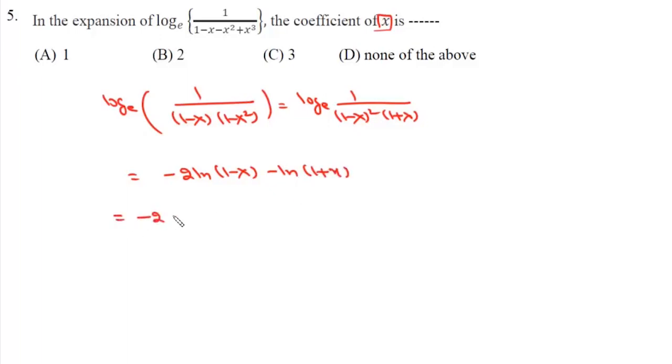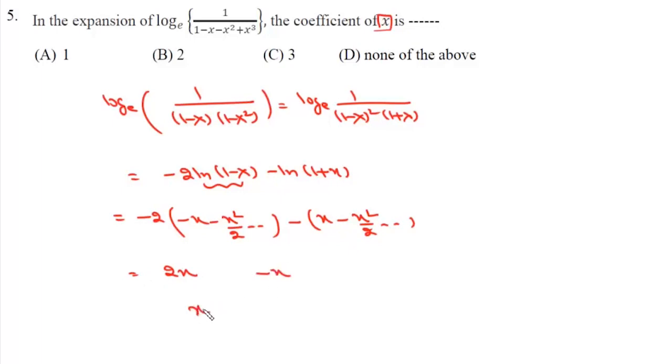Now we can write this as minus 2 times the expansion of log(1 - x), which will be minus x minus x squared by 2 and so on. And here it will be x minus x squared by 2. Now if we look at the coefficient of x, here it is 2x and we have minus x here. So in this expansion, the coefficient of x is simply 1, and that's your option A.